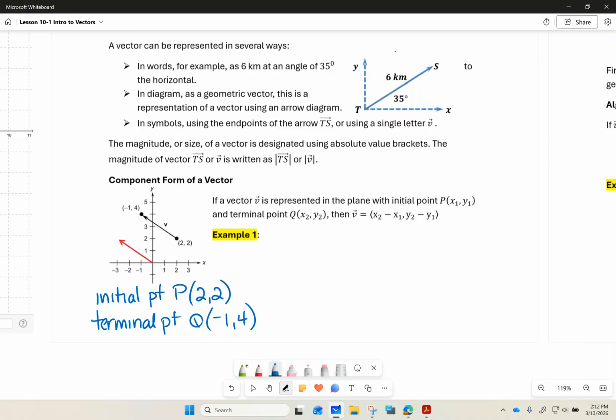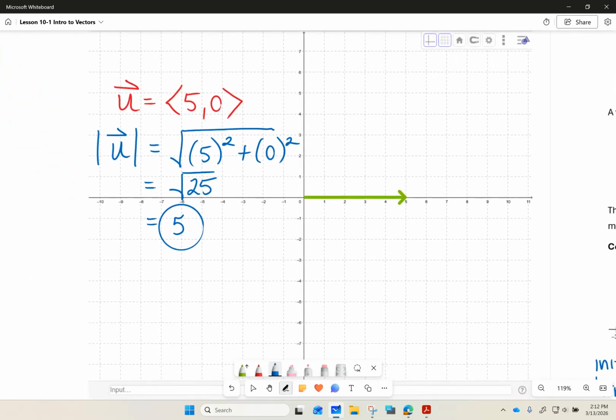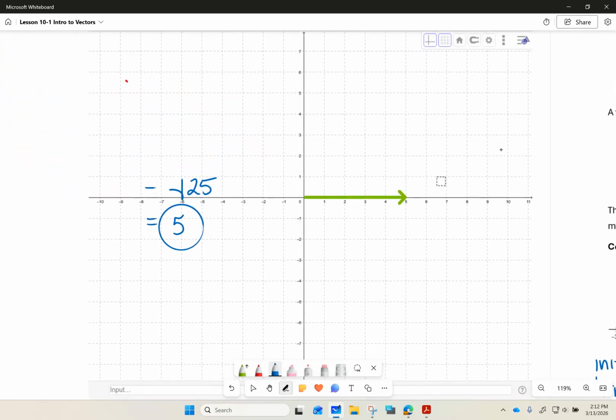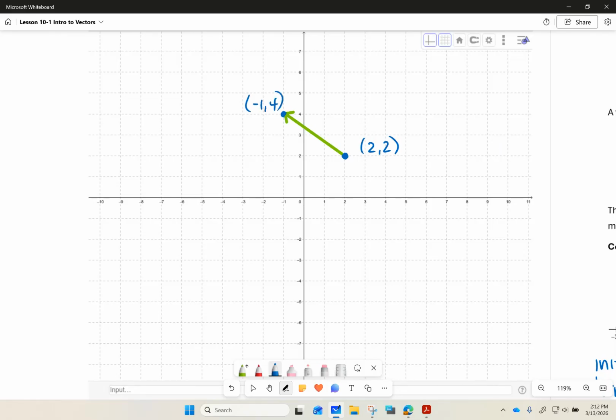So let's do some drawing over here. Back to this graph that we keep using. (2, 2) and (-1, 4). And I'm going to draw this vector. So there's that vector that they gave us. And they're asking us to use (2, 2) and (-1, 4) to figure out the components. All right. So this is what they're actually asking us to do.